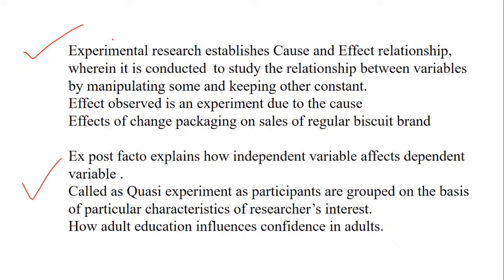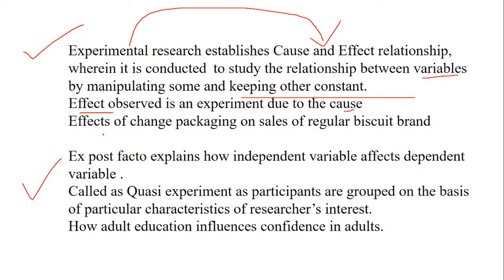When I say experimental, it establishes the cause and effect relationship. It is conducted to study the relationship between variables. Variables are what you apply in your research area, either by manipulating them or keeping them constant. If you want a result, you need to go for some manipulation, increase it, decrease it. That happens in experimental research. So the effect is observed in an experiment due to a cause. The example given here is the effect of change in packaging on the sales of a regular biscuit brand.